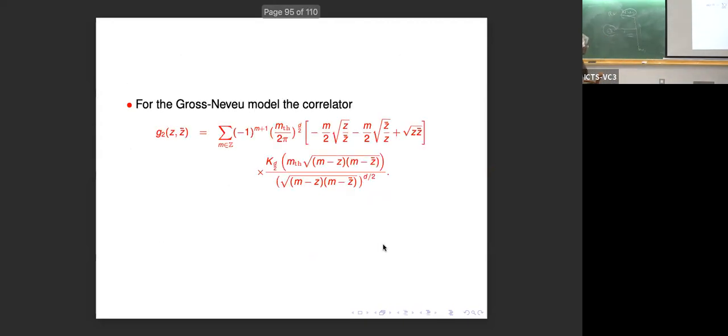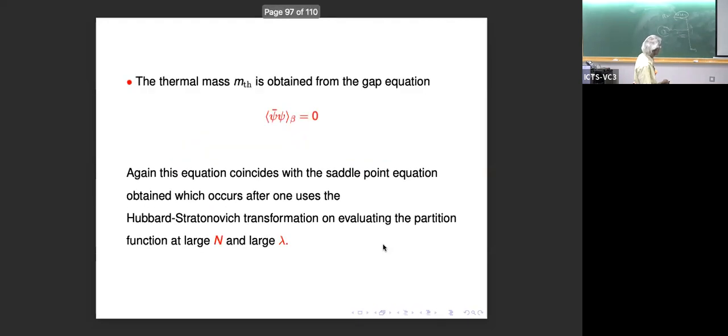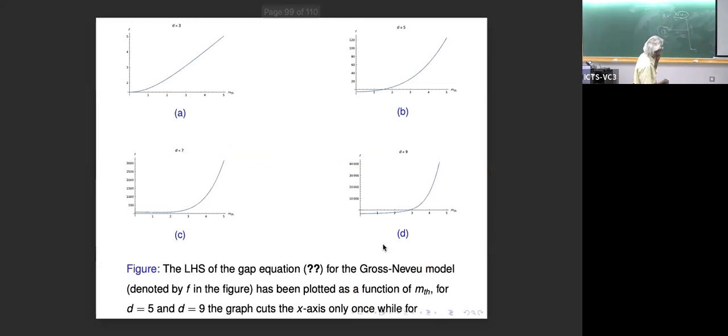And we have the 2-point function correlator known, and we can read out the 1-point functions again, and even spins get expectation values. The gap equation is obtained again by the expectation value of psi bar psi being 0. We have cross-checked that with the Hubbard-Stratonovich saddle point, and that's the gap equation. In D equals 3, it doesn't have solutions. D equals 5, it has solutions, and so on.